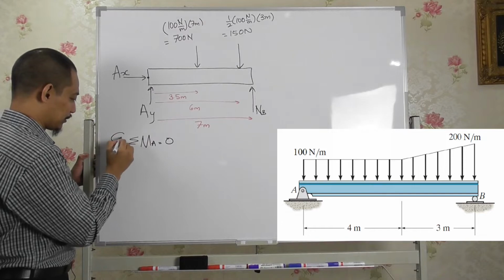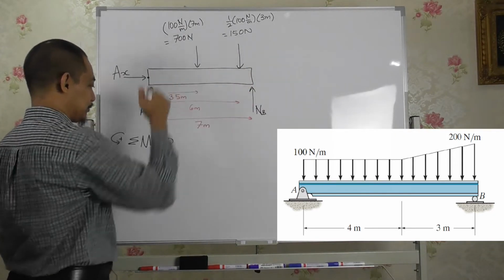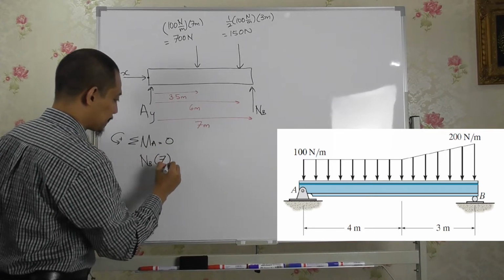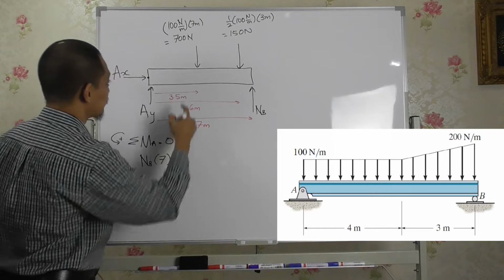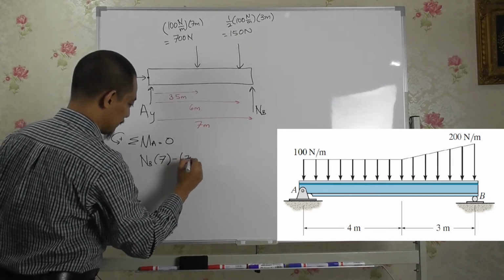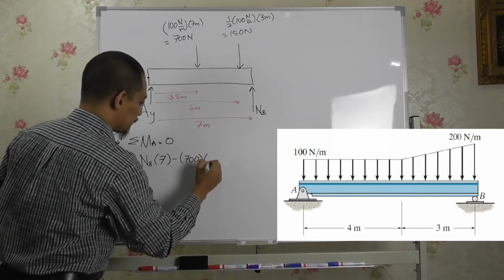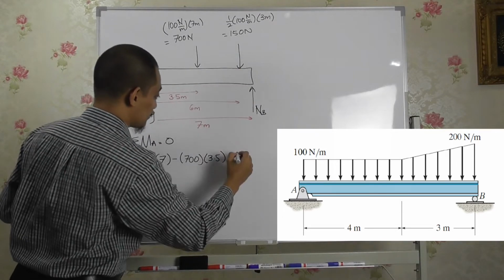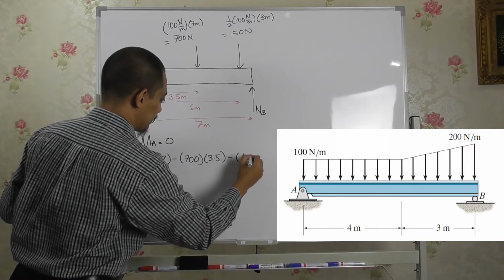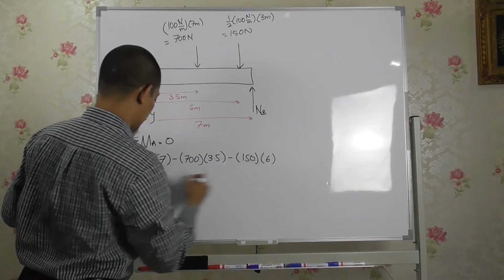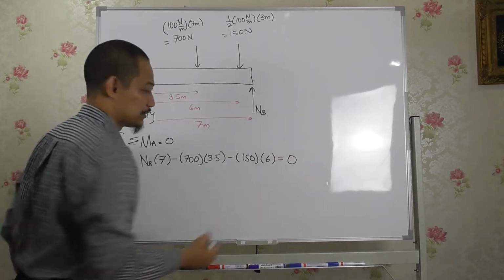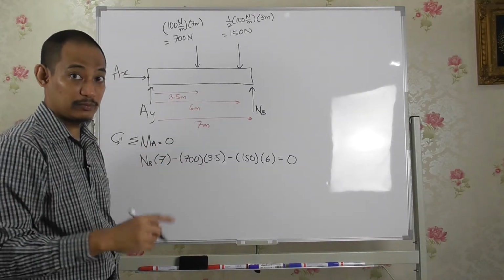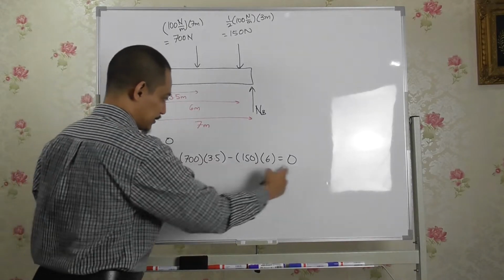So let's take counterclockwise as positive. In this case, this is counterclockwise, so NB times the distance of 7, and then this one is clockwise, so minus. So we'll start with this one, 700, the distance is 3.5, and then this one again minus because it's clockwise. So 150, a distance of 6. All of this should equal 0, right? This is the original equation of equilibrium, one of the equations of equilibrium. This is expressing this one, right?